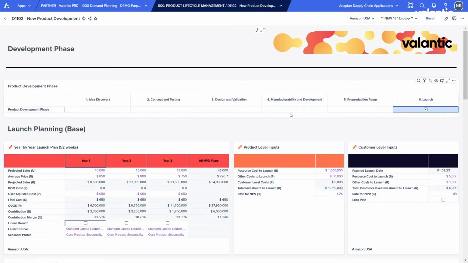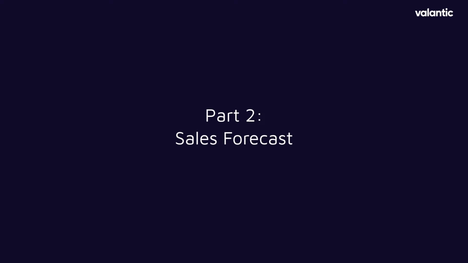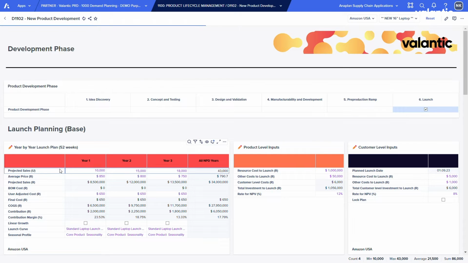But let's start and have a closer look at the year-by-year launch plan here at the bottom left. So this grid is the heart of our launch planning. Here we break down our sales projections, costs, and key metrics over the first 3 years of the product's life cycle. So we can start with our sales forecast here for each year. We can therefore use historical data, we can either use market research or our own expertise to make educated guesses.